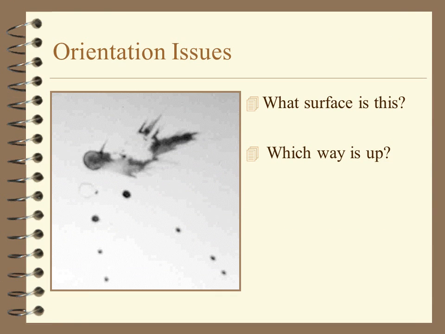Here's an example of just such an orientation issue. Now, this appears to be a bloodstain pattern. The question is, which way is up and what surface is it on? These items can become very important, especially if you're a bloodstain pattern analyst and you're trying to determine or reconstruct events based upon bloodstain pattern interpretation. This particular pattern, if it was on the ceiling or on the wall or on the floor, can drastically affect the story that an analyst is trying to reconstruct.